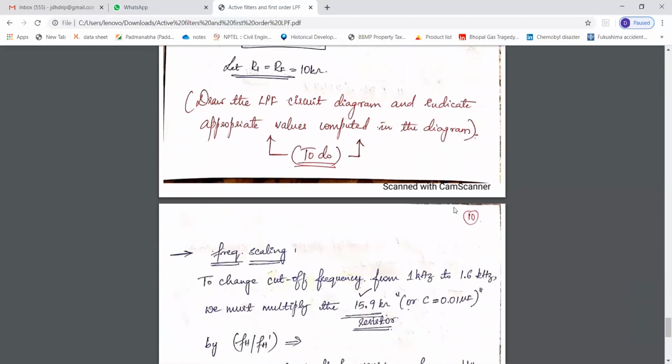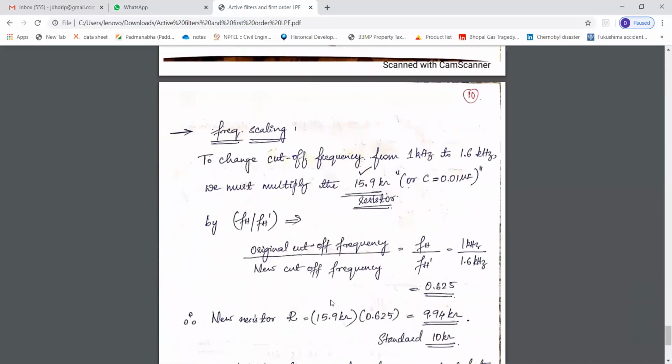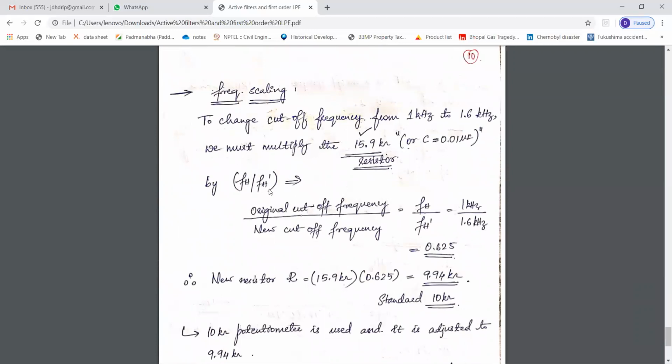So we will select the resistor to multiply by this ratio. fH is the original cutoff frequency and the new cutoff frequency is fH dash. We are supposed to convert from 1 kilohertz to 1.6 kilohertz. So fH is equal to 1 kilohertz and fH dash is equal to 1.6 kilohertz, and this ratio is 0.625. We are not supposed to multiply both these values with this ratio. We are supposed to choose any one. We have chosen this resistor R equal to 15.9 kilo ohm to multiply.